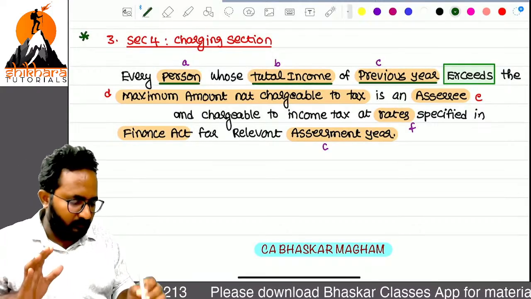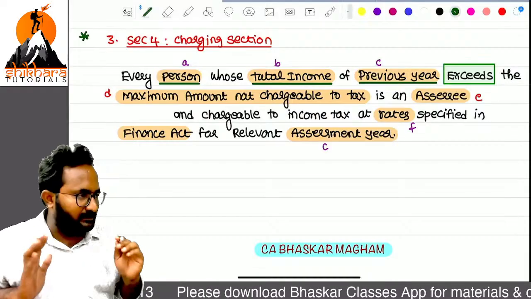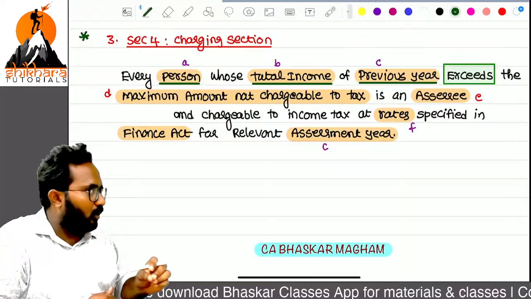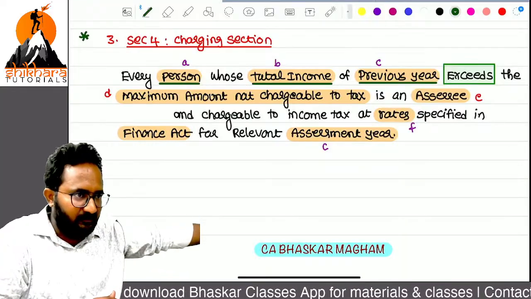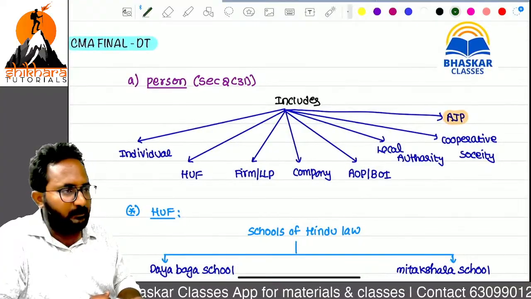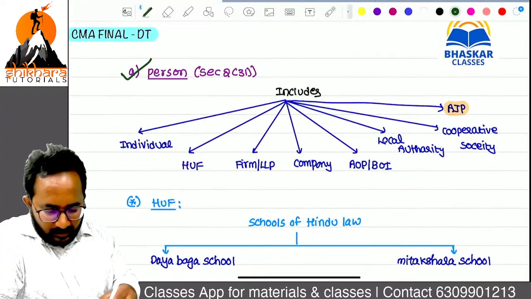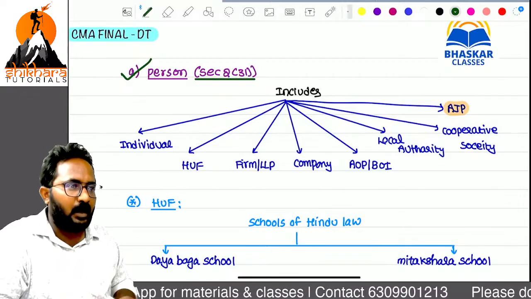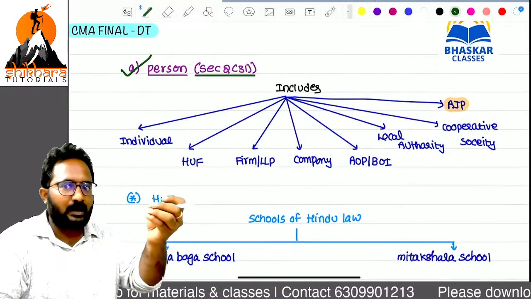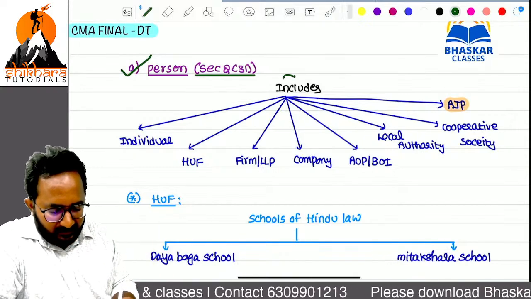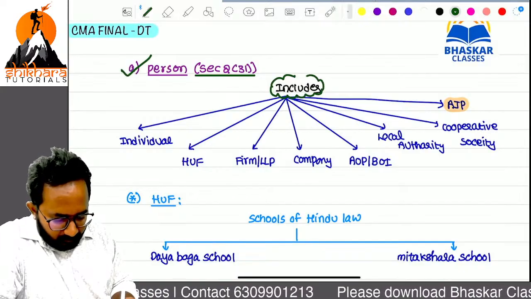Now I will tell you, what do you mean by the person? As per the Income Tax Act 1961, we need to know the person definition. I have given the person definition on the next page. The person definition is given in section 2 subsection 31, or you can read it as section 2 clause 31. This definition is given in the form of an includes clause.